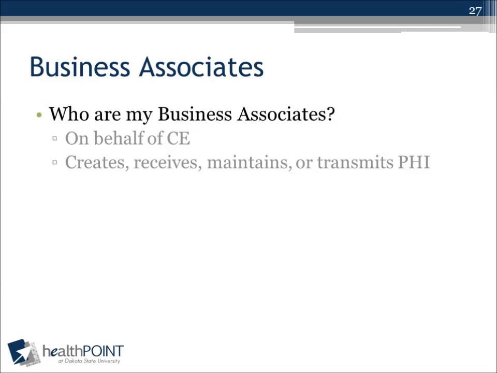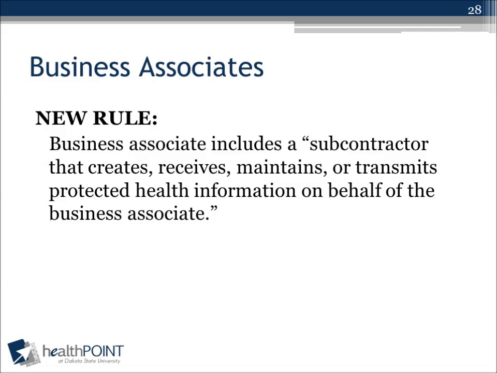Okay, business associates. One of the major changes in the HIPAA Omnibus rules was about business associates. And business associates are people who work on behalf of covered entities, and they create, receive, maintain, or transmit PHI in the work that they do for a covered entity. The new rule now says that subcontractors that business associates may hire to help them do this work that also create, receive, maintain, or transmit PHI on behalf of the business associate are now responsible as well.